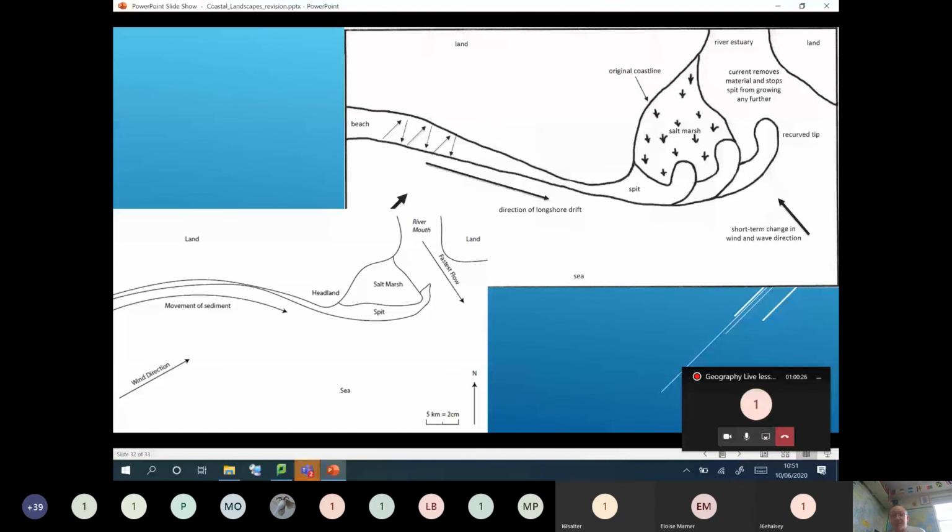Of course, what could happen if there's a big enough storm in the future, and it, what we call, breaches the spit, breaks the spit? What would happen to the salt marsh if there was a big storm that breached or broke the spit? What would happen to that salt marsh behind it? Yeah, it's going to get destroyed. It's going to get washed away because those waves are going to have more energy.